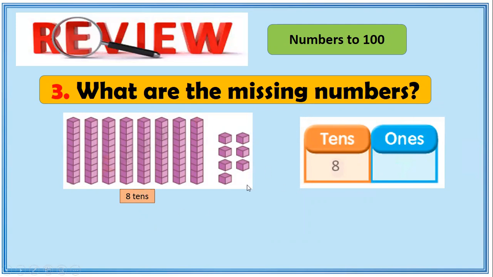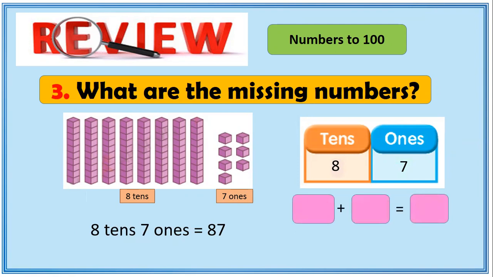All right, now let us count the number of cubes. 1, 2, 3, 4, 5, 6, 7. So the remaining number of cubes is 7. So this is 7 ones. Right. 8 tens and 7 ones make up 87.